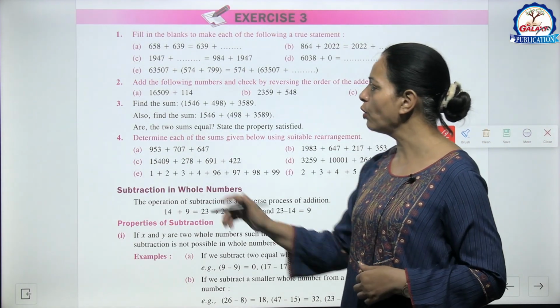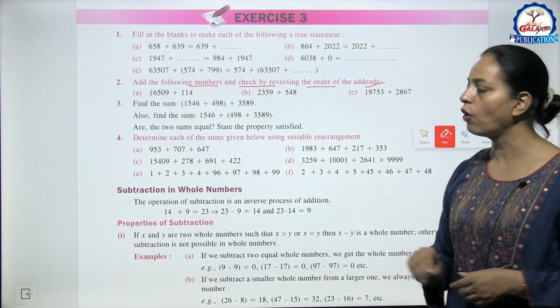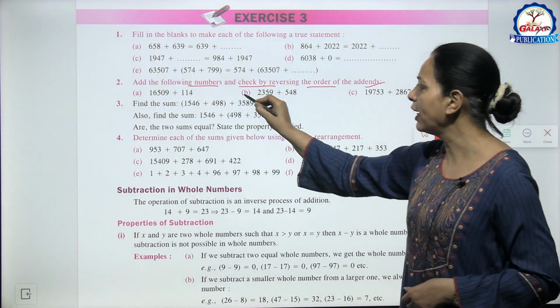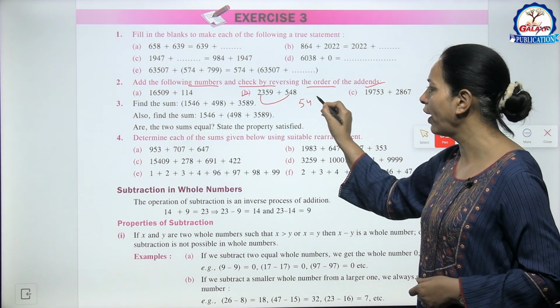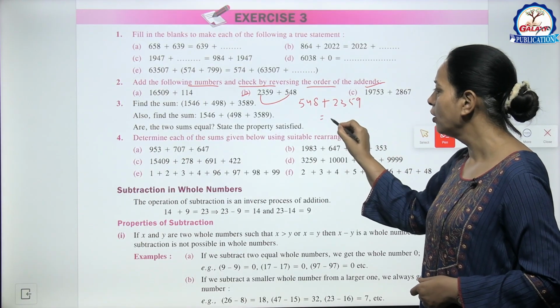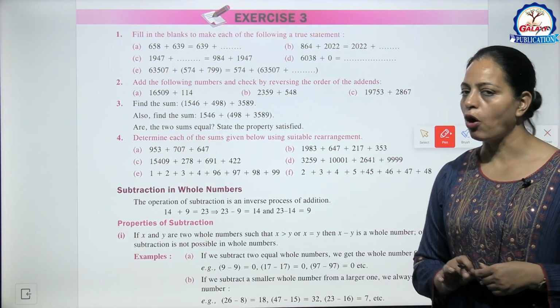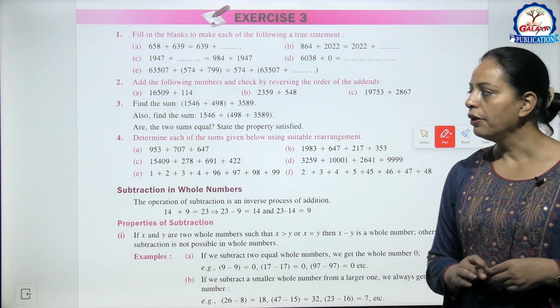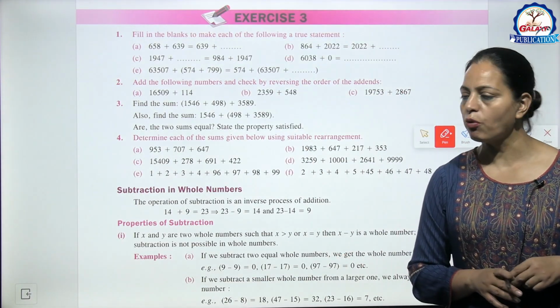Now question number 2, add the following numbers and check by reversing the order of the addends. So first like B part, add these two and then we will add 548 plus 2359. The sum would be the same because this is the commutative property. Similarly, you can try the remaining parts. In the same way, you can try the third question using the associative property.